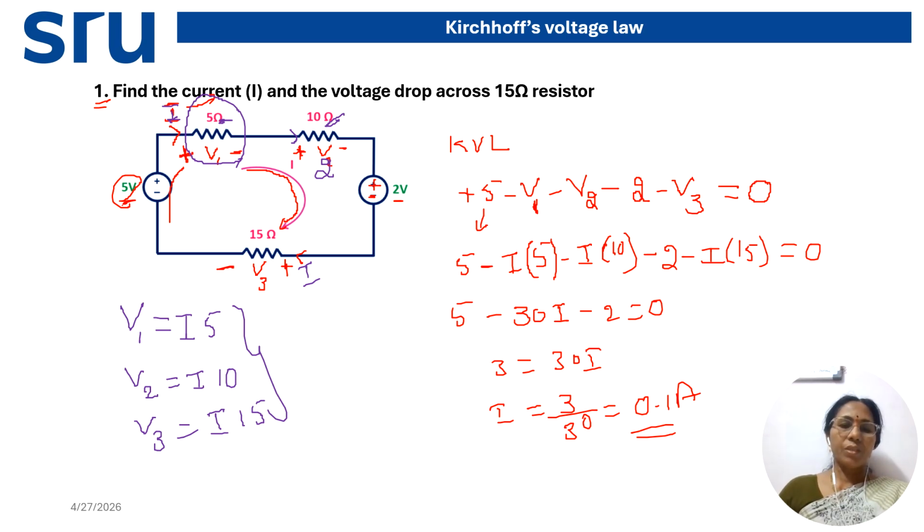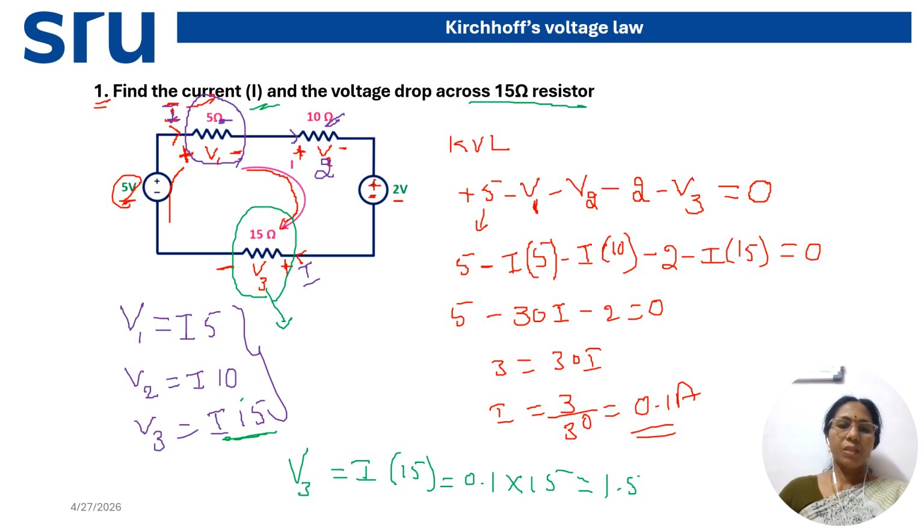But what is the question? Now after finding this current, it is asked what is the voltage across 15 ohm resistance. That is V3. So what is V3? I into 15. So voltage across 15 ohm, that is V3, equals I into 15, where I is 0.1, into 15. How much is it? 1.5 volt. That's it. So like this you have to solve the network.